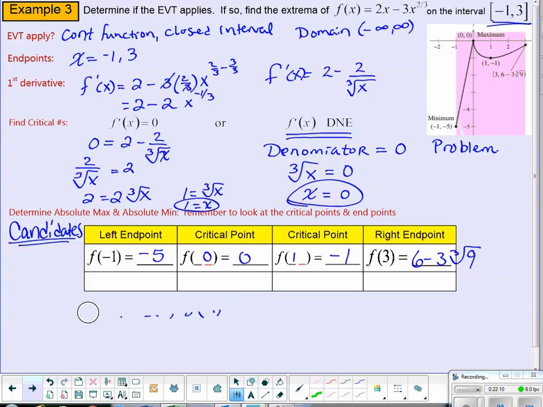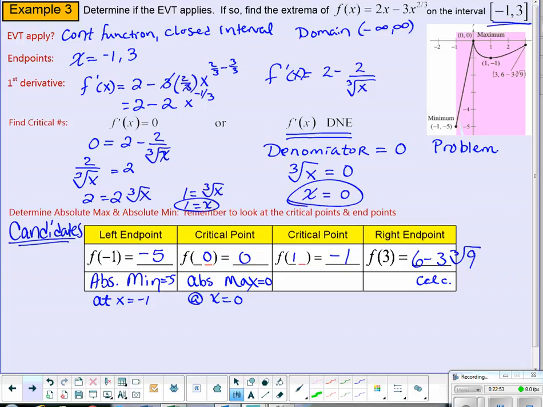Judging all of these values, and you might want to use a calculator to come up with that, I can see that the least value is f of -1. This would be the absolute min. And the absolute max is going to be right here at 0. So it has an absolute min of -5 and an absolute max of 0. The absolute min occurs at x equals -1, and the absolute max occurs at x equals 0.